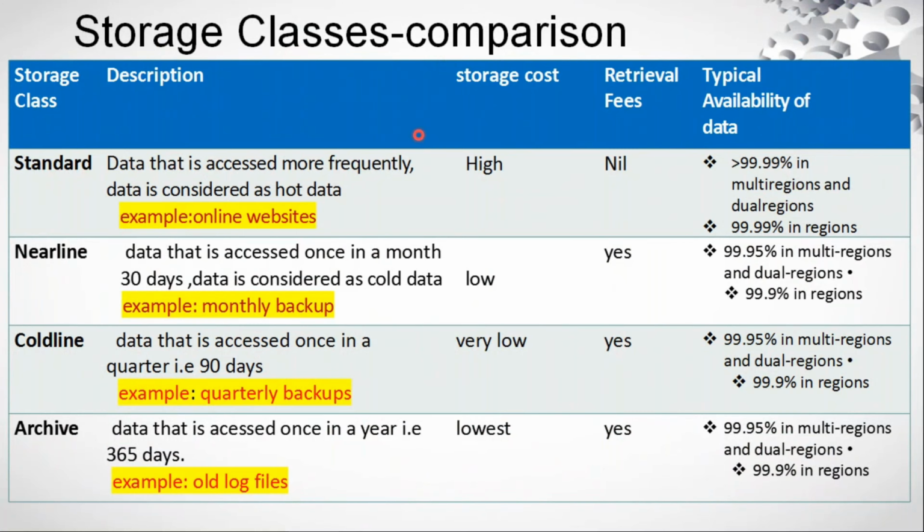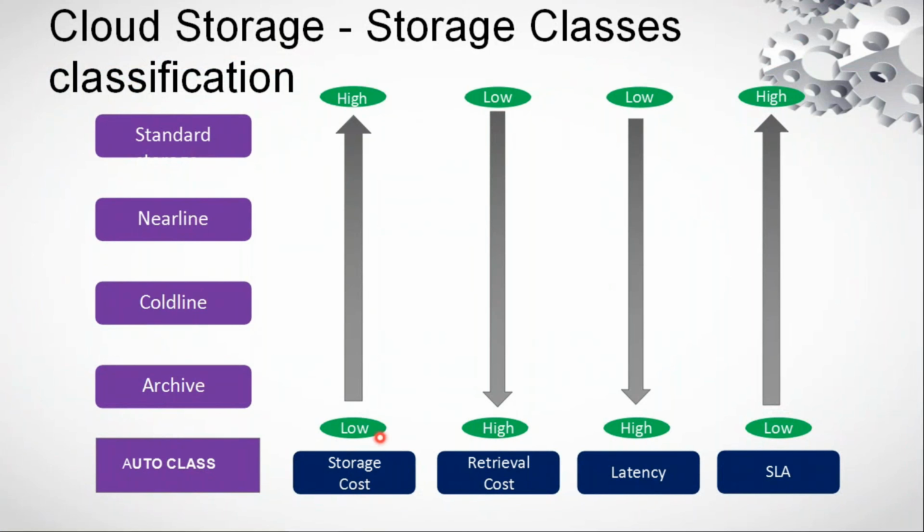Okay, let's go back to the previous one. See here, when coming to storage cost, from auto class to archival, cold line, nearline, and standard, Google charges a very high storage cost for standard storage. If you are storing the data in standard, the storage cost is high. It will be low in nearline, very low in cold line, and very low in archival. That's why the graph represents from low to high. This is about storage cost.